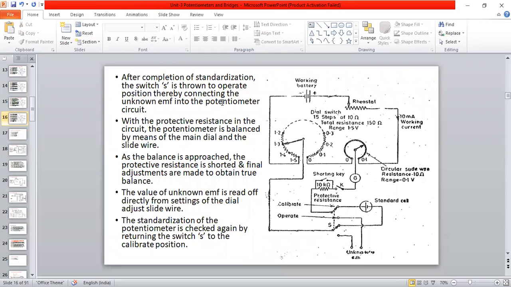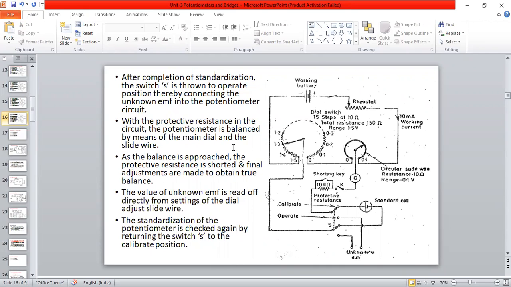See here, I will read that one. After completion of standardization, the switch is thrown to operate position. Next, the switch will flow through the operate position, they are going to fix that one, thereby connecting the unknown EMF into the potentiometer circuit here. Now I will connect some unknown EMF here now.